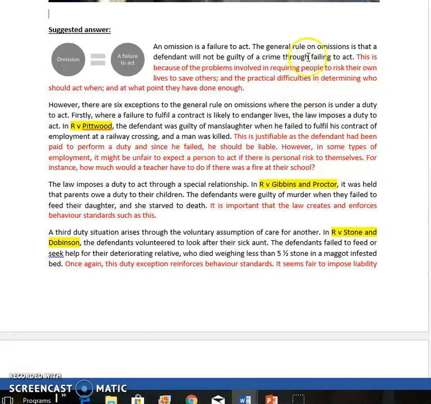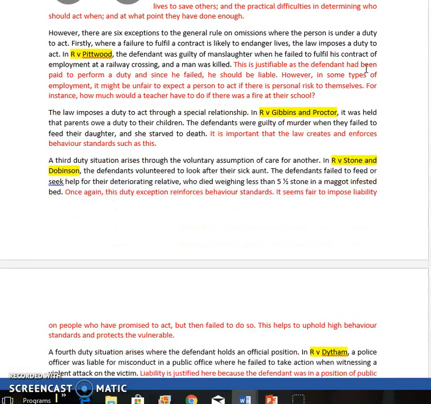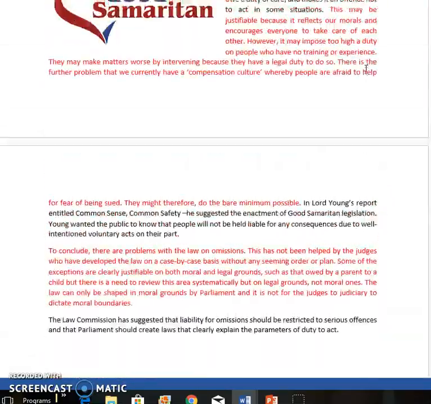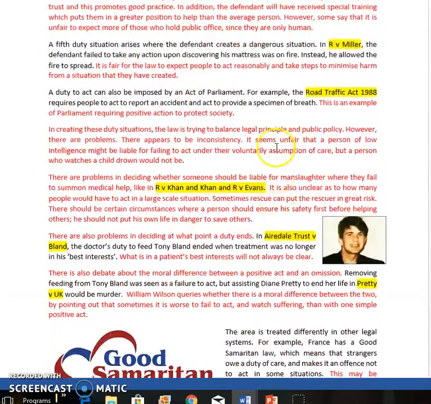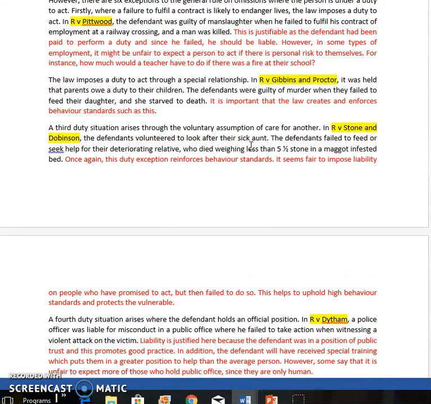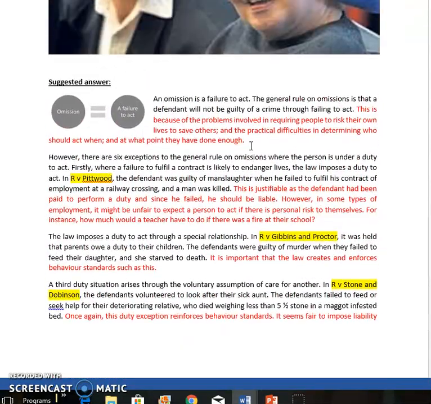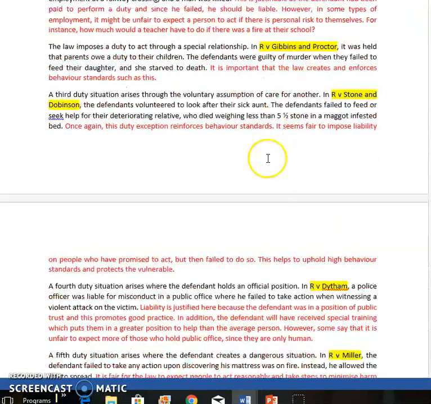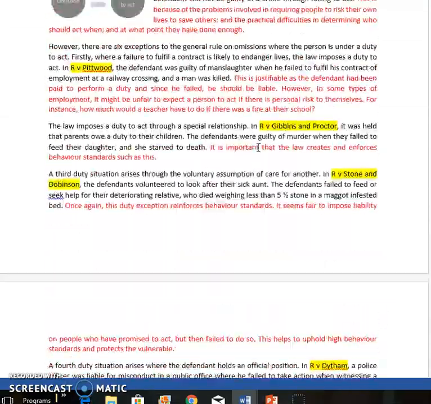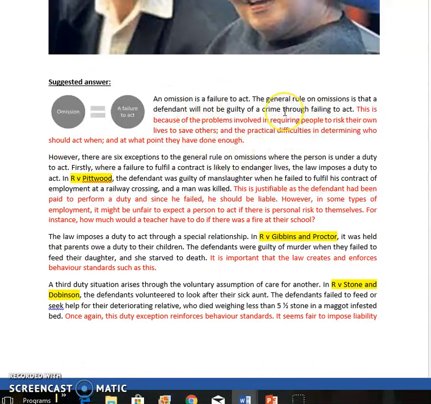And while we're considering these two different colours, if we just scroll down through my essay, you'll see that a substantial part of my essay is red. And of course that is because there are more points for AO2 than there are for AO1. And I'm trying to balance my AO1 and my AO2 all the way through. So once I've done my introduction, I'm going to go through the cases on omissions.